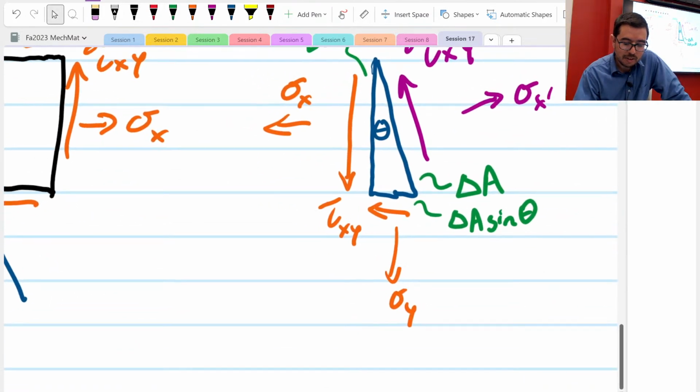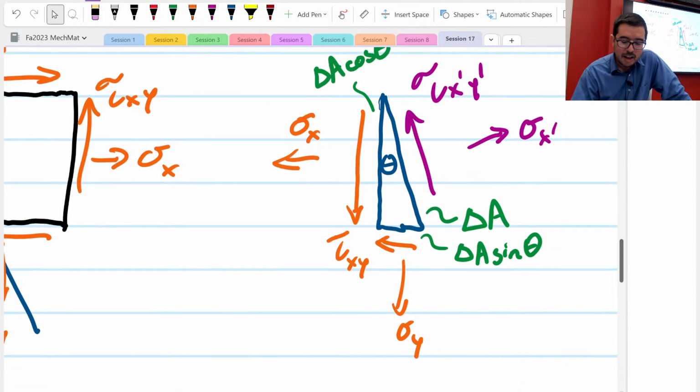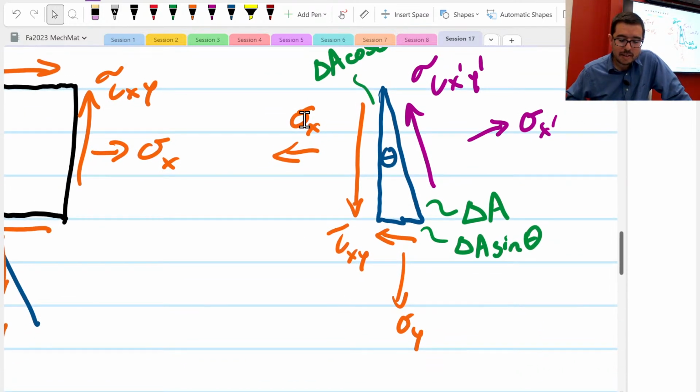We're going to zoom in here. I want to get components that are in the x prime and y prime direction for this stress. So now, what I'm going to do is draw these components like this. Do you believe me that I can take this vector and break it up into two orthogonal components?